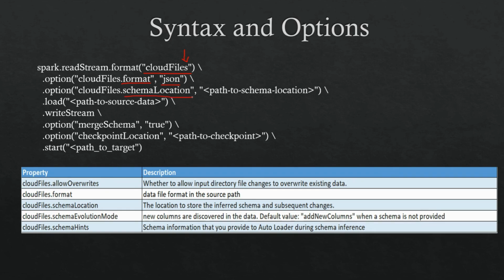Now it comes with the schema location. You have to provide a path of the schema location. Why exactly is that needed? It's needed because if the autoloader needs to go ahead and infer the schema, then it needs a location to save that metadata. And in case the schema changes, it can go back to that metadata and check whether the schema is changing or not and how to handle it. Then it is going to decide.